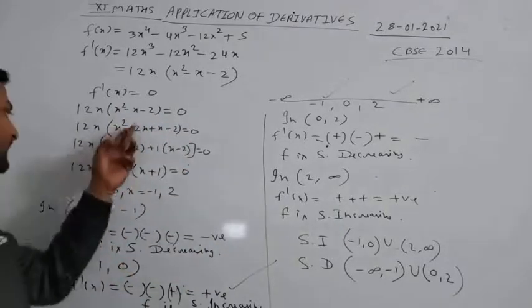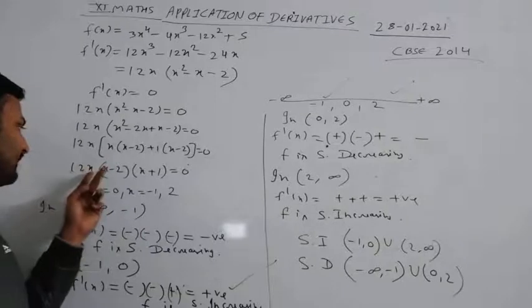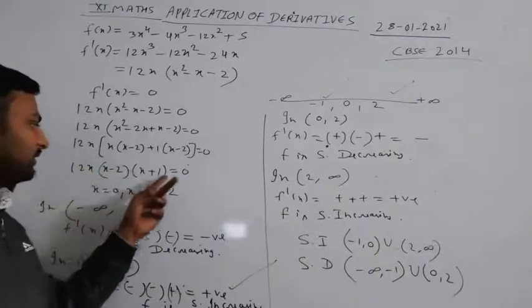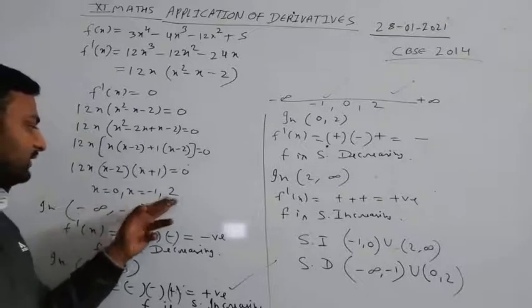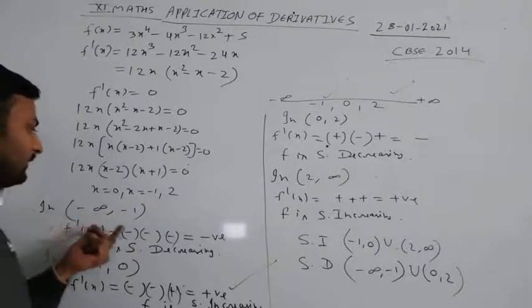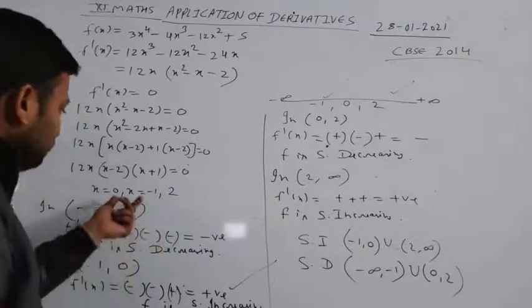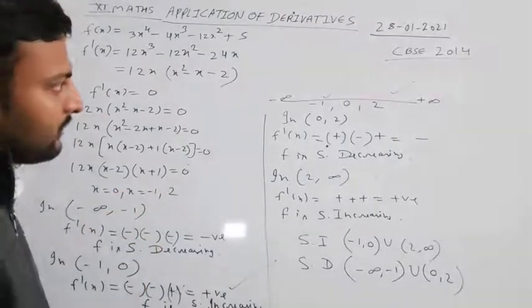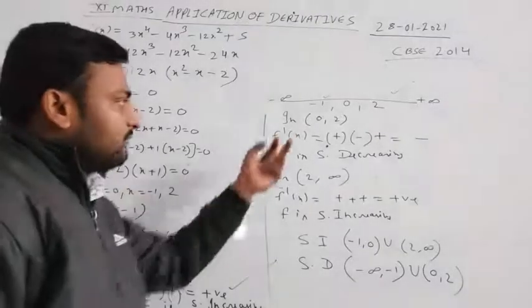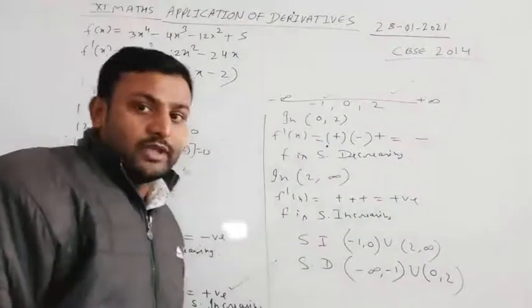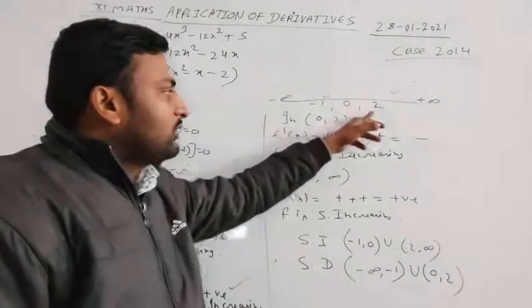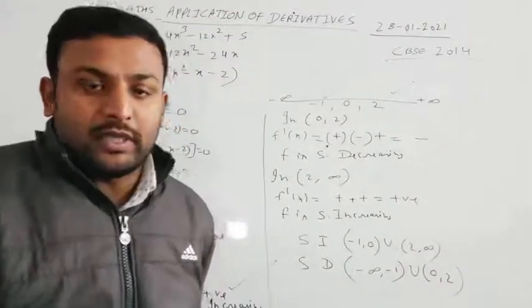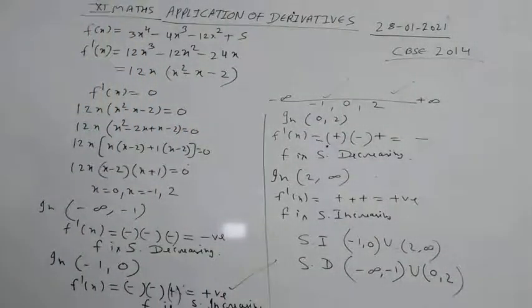Now when we factorize this, we are getting 12x(x - 2)(x + 1) = 0. So x is 0, x is -1 and 2. So we are now locating it on the number line. We are getting the four intervals which are -infinity to -1, -1 to 0, 0 to 2 and 2 to infinity.